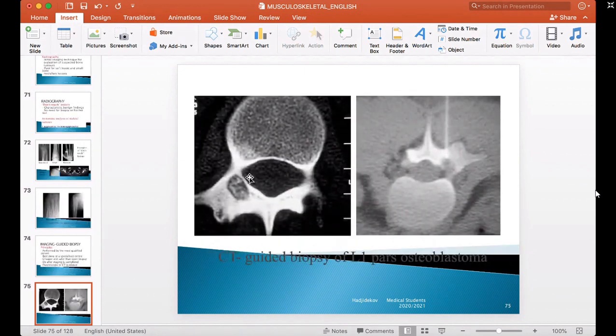Under CT guidance, you can see here one lesion in the arch, in the pedicle of this lumbar vertebra. When the patient lies on his belly on the table, we have a dorsal approach, and we insert a needle inside this lesion, and this is a biopsy of an L1 pars interarticularis osteoblastoma.